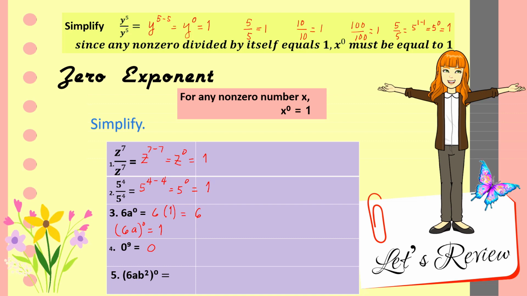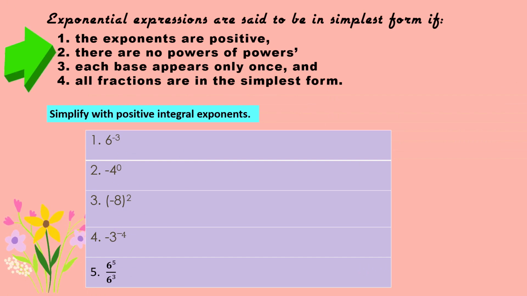How about number 5? 6ab squared raised to the quantity 0 is equal to 1. Exponential expressions are said to be in simplest form if the exponents are positive, there are no powers of power, each base appears only once, and all fractions are in the simplest form. Let us apply this condition in simplifying with positive integral exponents.